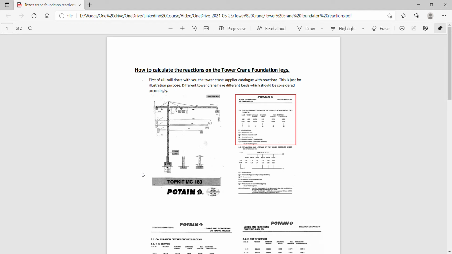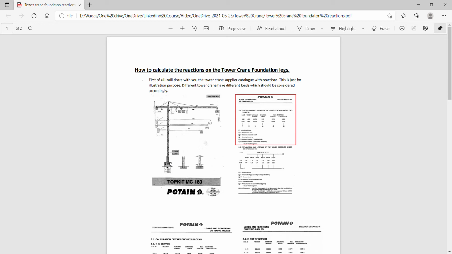Today, I would like to discuss how to calculate the reactions on the tower crane foundation. This is the topic today. So, I took as an example the tower crane foundation support reactions from one supplier. It is totally self-supporting and resting on the foundation at the ground floor level, isolated.